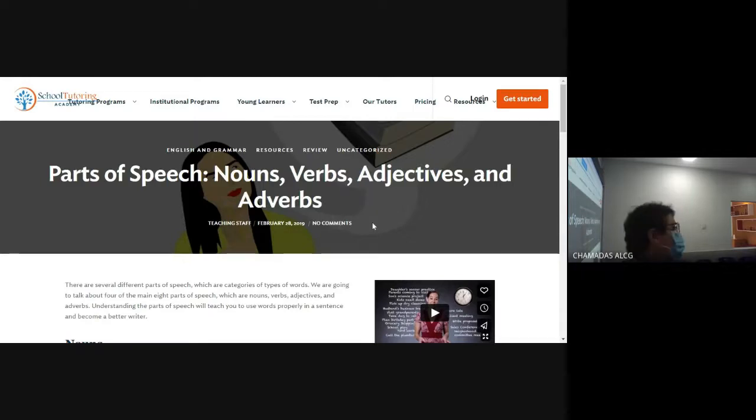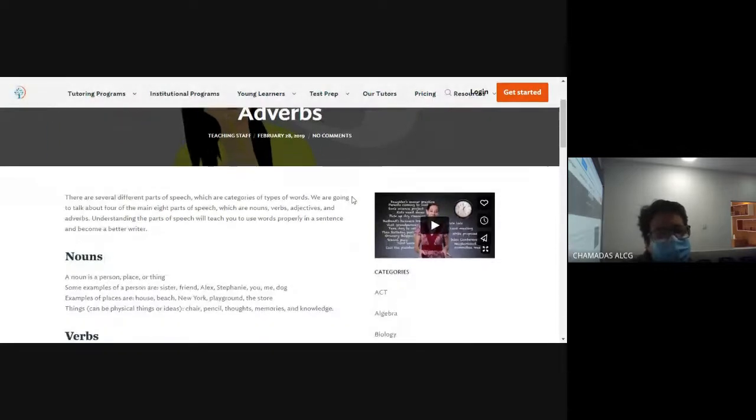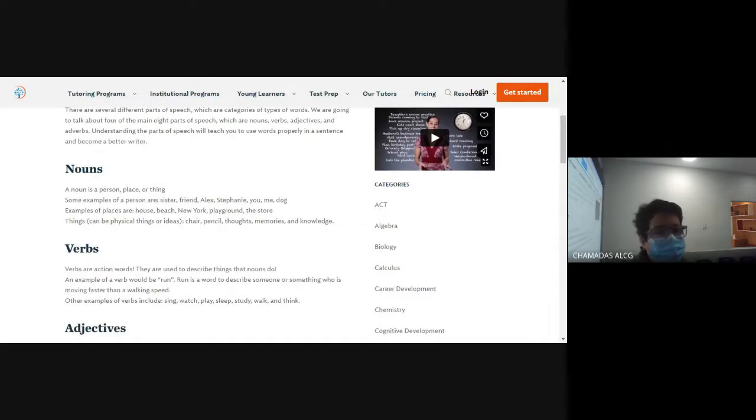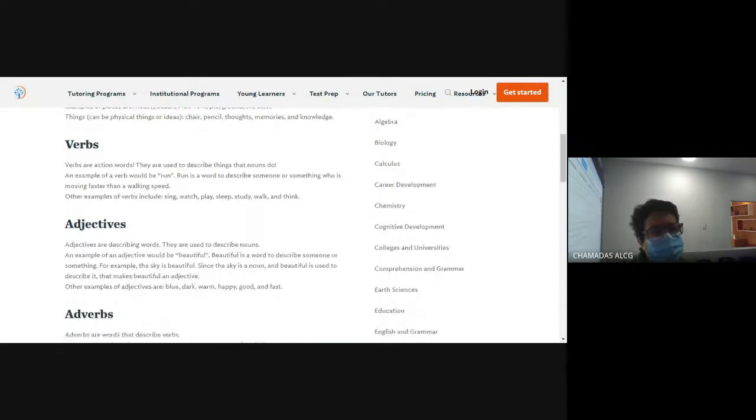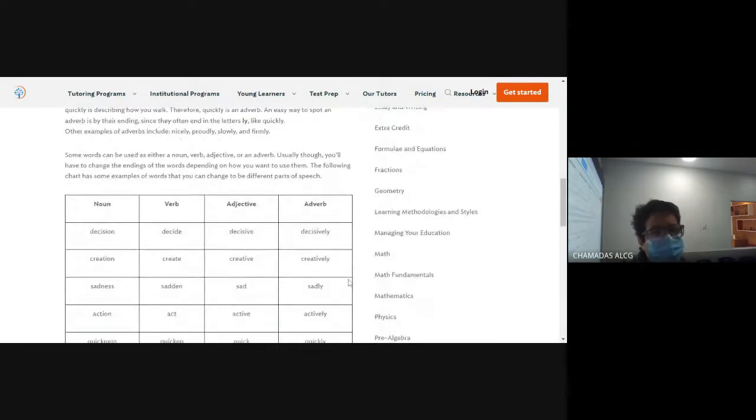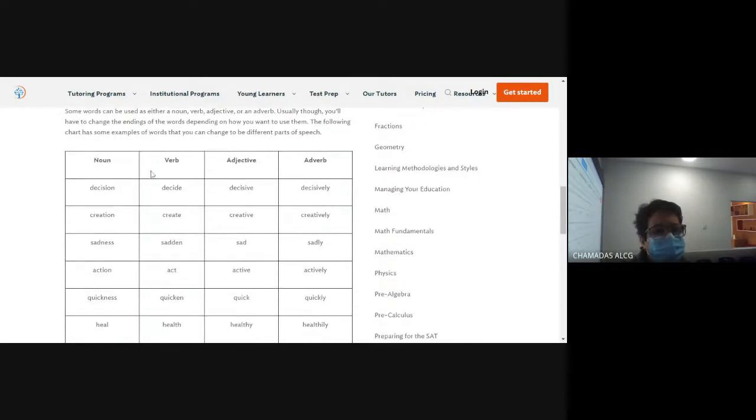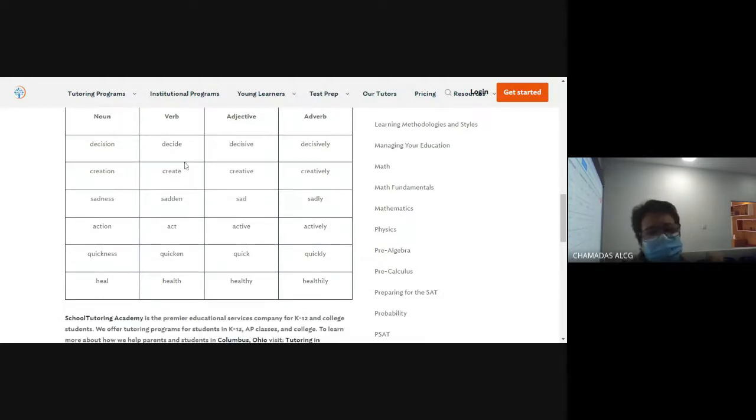But we also have conjunctions, we have other parts, okay? Look, like they say here, there are several different parts of speech, which are categories of types of words, okay? So, but they're going to talk about the main 8 parts. So they will explain nouns, verbs, adjectives, adverbs, and verbs. And here you have, look, a small chart with what we've just seen, okay?